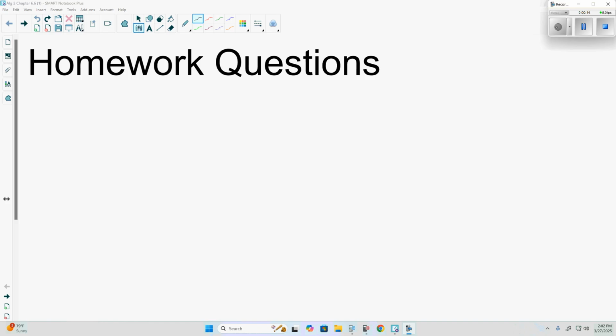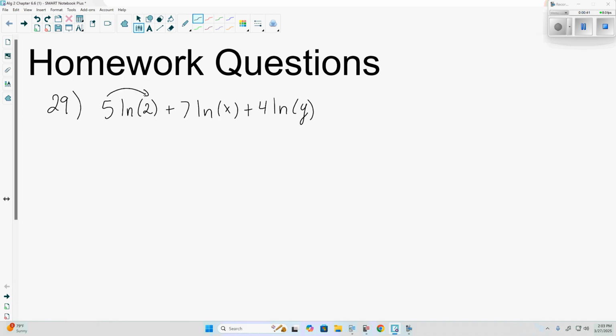So from 6.5, we'll look at problem number 29. 5 natural log of 2 plus 7 natural log of x plus 4 natural log of y. When we condense, our first step was powers. So we put all the powers back up.